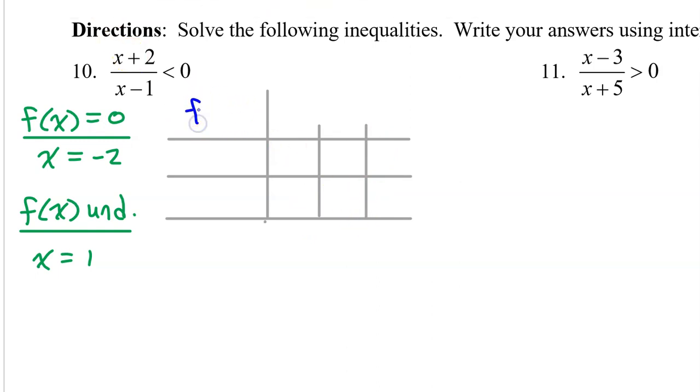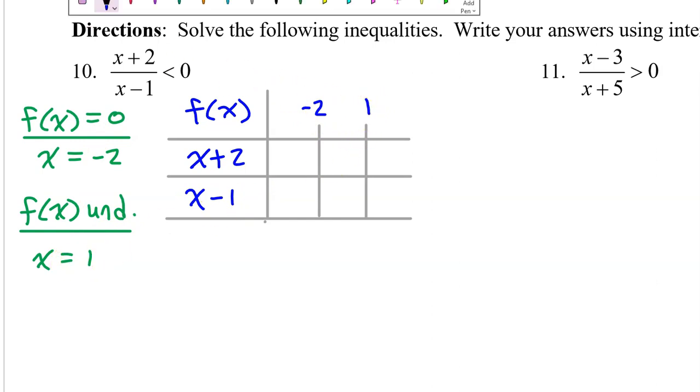Label your sign chart. I'm just going to call this f of x. This first row will be for the factor in the numerator, and the bottom row is for the x minus 1. From least to greatest, the negative 2 goes first, and the positive 1 goes second. Now we need to decide if these factors are positive or negative in each interval. The x plus 2 factor gave us a 0 of negative 2, so this is the only place where x plus 2 might change signs.